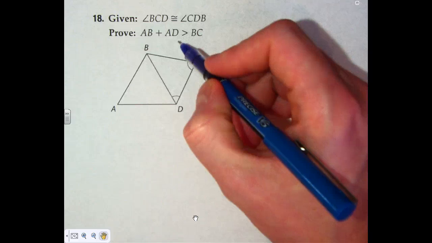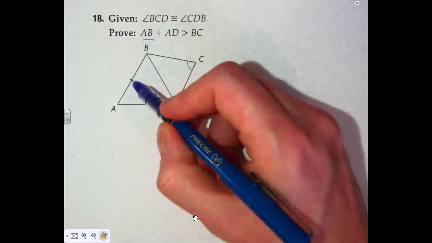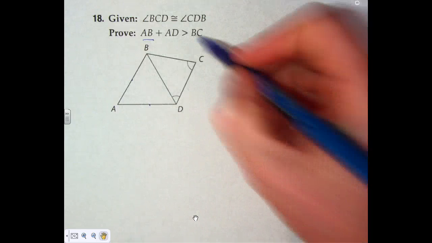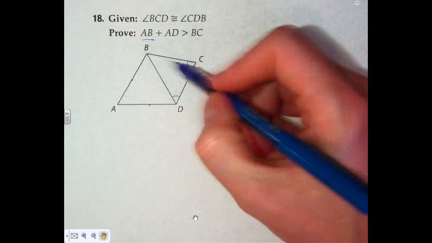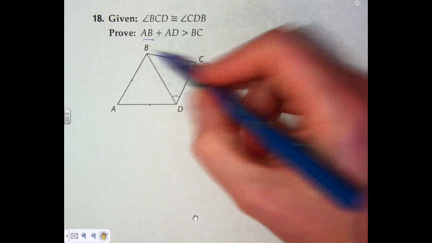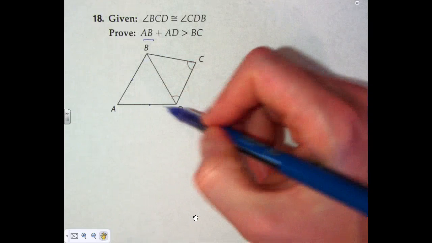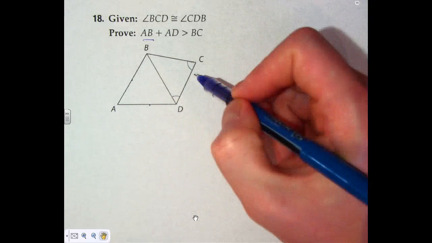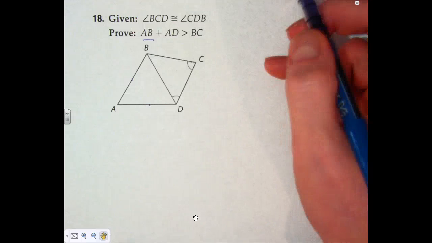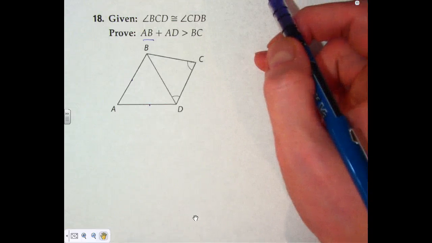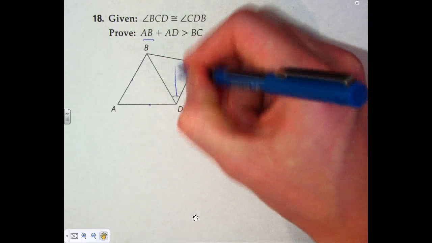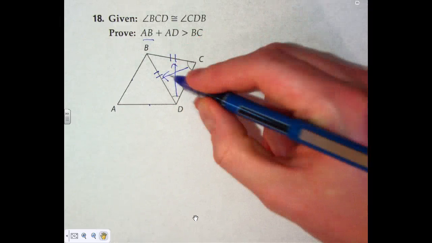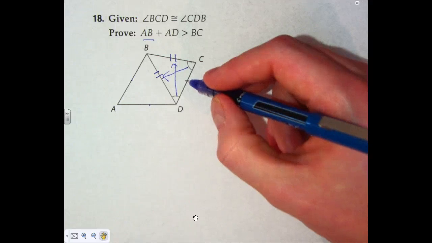We want to prove, however, that AB, which is this side, plus AD, which is this side, is more than BC. Now the issue is, BC is not part of that triangle that these two are a part of. It's part of a bigger quadrilateral if I want to relate all three of them. However, the first key insight to this problem is realizing, oh, these angles are congruent, meaning these two sides are congruent by the isosceles triangle theorem.